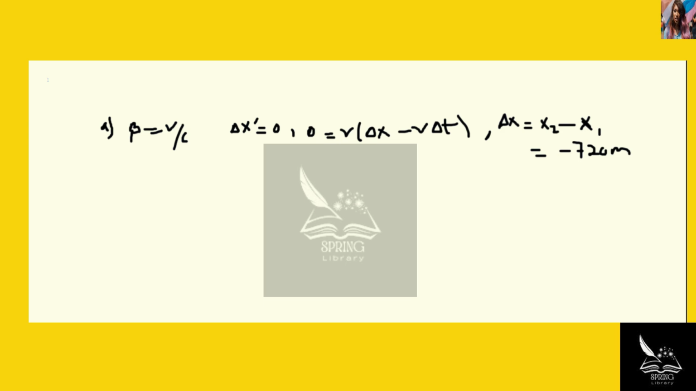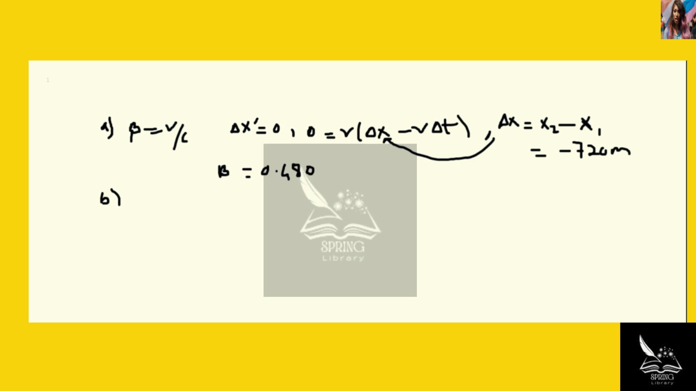If we plug in this delta x here in this equation, then we can plug in the delta t, and then we can solve for beta. The beta we get here is 0.480. Part B.